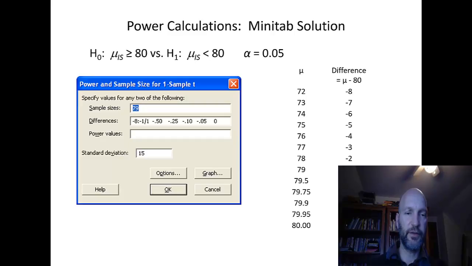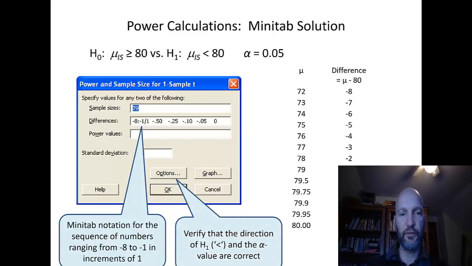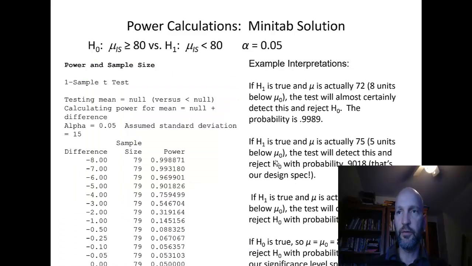And then under differences, we're going to put in all of the differences. Now we could just type these in with spaces separating, but if we want to use a sequence, the way that we do that in Minitab is this format, -8 colon -1. That says form a sequence from -8 to -1. And then the slash says do that in increments of size 1. So that will give us the -8 all the way up to -1. And then the other values, I'm just going to type those in, -0.5, -0.25, and so forth. Don't forget to check the options to verify that the null hypothesis is in the right direction. I'm not going to do that again, but make sure that you do.